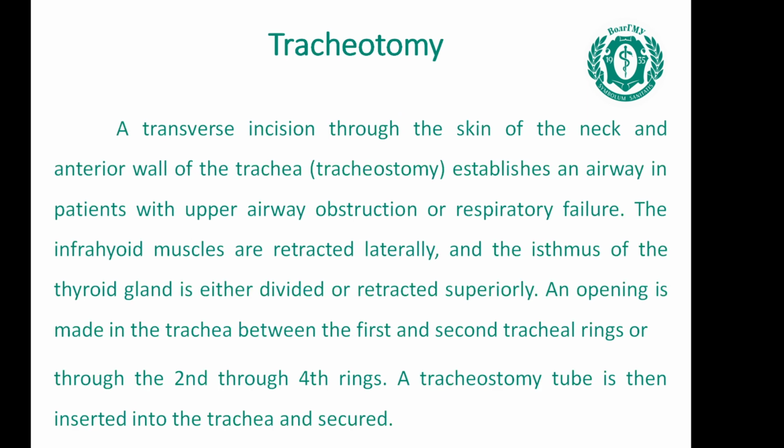A transverse incision through the skin of the neck and anterior wall of the trachea, tracheostomy, establishes an airway in patients with upper airway obstruction or respiratory failure. The infrahyoid muscles are retracted laterally and the isthmus of the thyroid gland is either divided or retracted superiorly. An opening is made in the trachea between the first and second tracheal rings, or through the second to the fourth rings, of course. And the tracheostomy tube is then inserted into the trachea and secured.